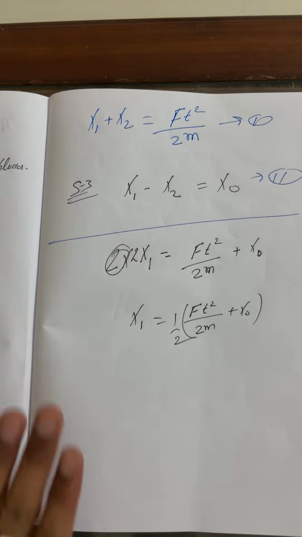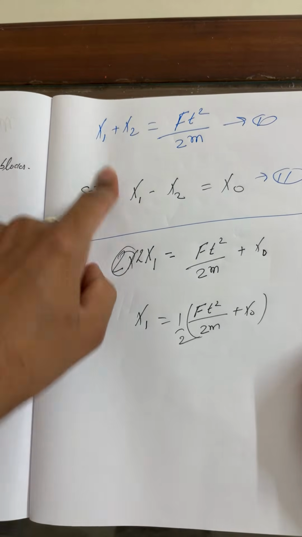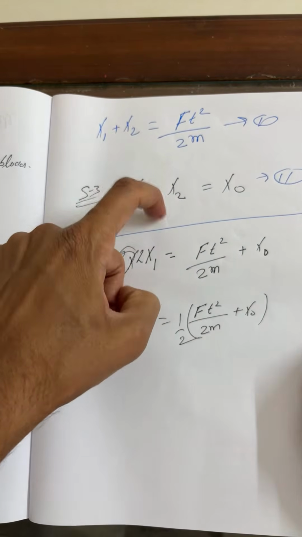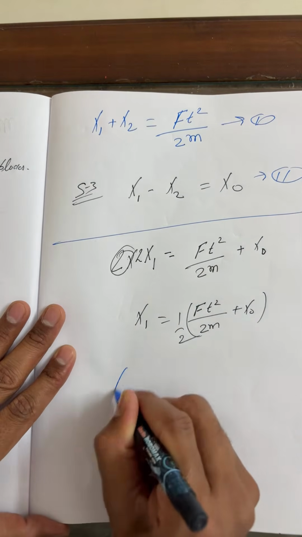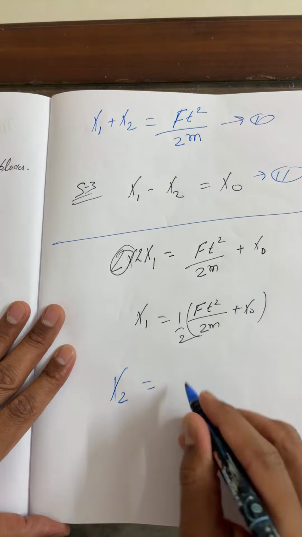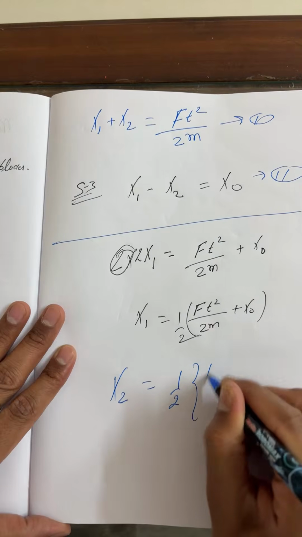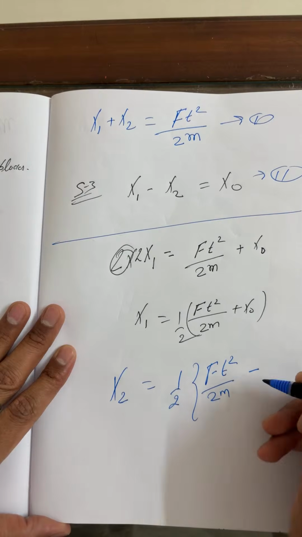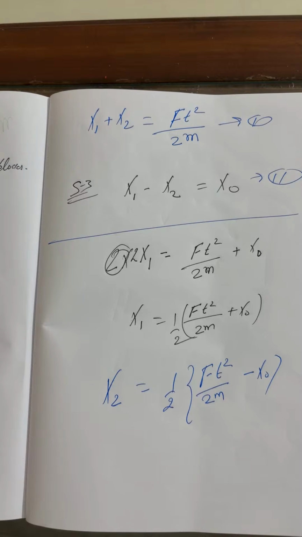Similarly here we can write x2 also, because now I added here equations first and second. For getting x2, what I'll do, just subtract these two. So we'll get here x2. Similarly, x2 is 1 by 2 into F square upon 2m minus x0 here. So finally we will get here x0, x1 and x2.